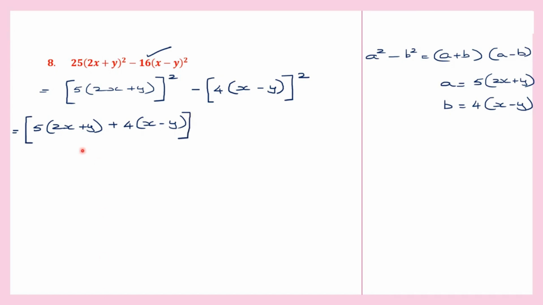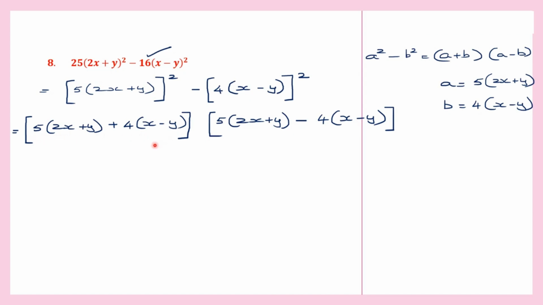So now we have a plus b. Now we have to write a minus b. So same thing, a and b will be the same, only the sign will change. So we have to write a, that is 5 into (2x plus y), minus, this time it is minus 4 into (x minus y). This whole thing within brackets. So now we have a plus b into a minus b.